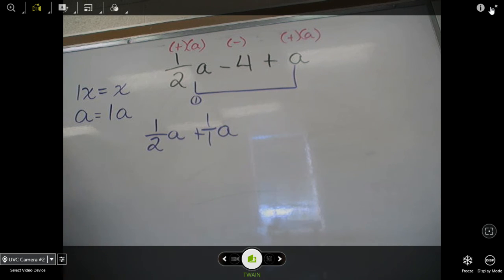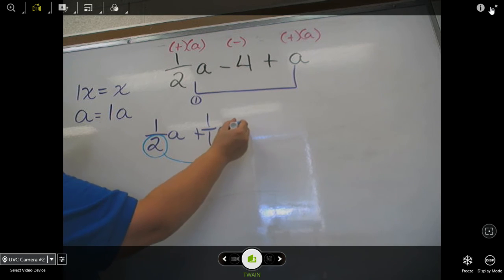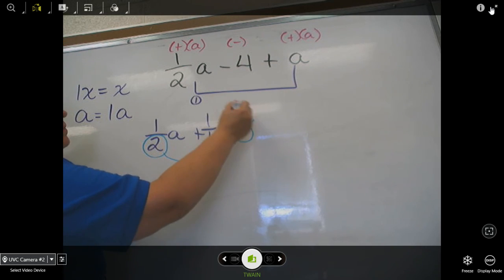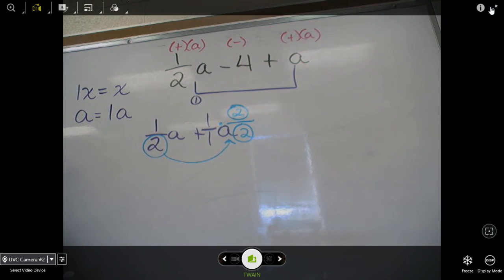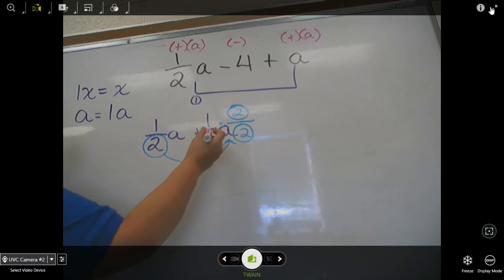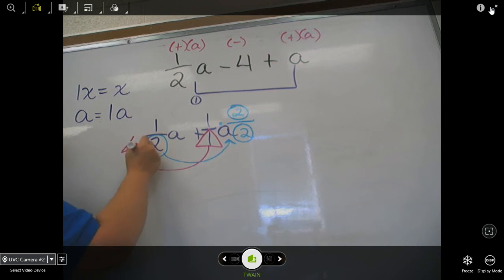Now, to get a common denominator, Miss Long calls it crisscross. Remember, we take this 2, and we know that we're going to multiply the denominator, so we have to multiply top and bottom by that 2, right? What we do to one side, we're going to do to the other. But the difference is we're going to multiply by 1.